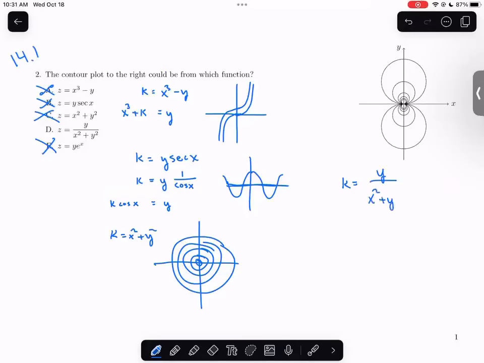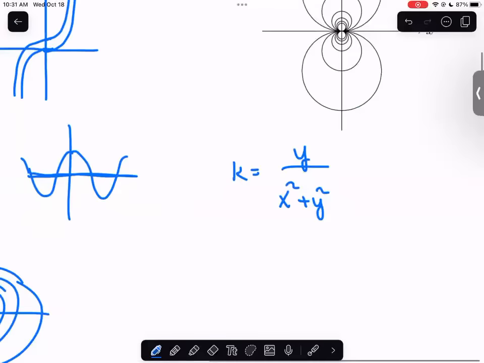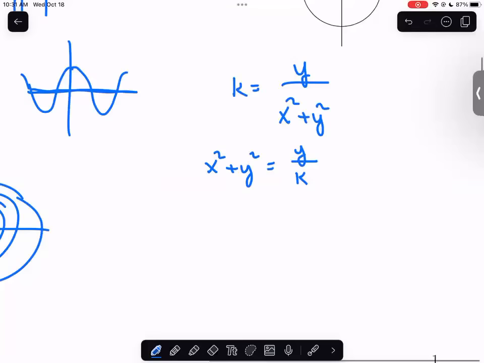And so first of all, I don't really like my fractions here. I'm going to rearrange this a little bit. I'm going to make it like this. Y divided by K. And so we can see that we're kind of getting circles, but typically, when I have some Y value like this, we would probably want to get all of our variables on one side.